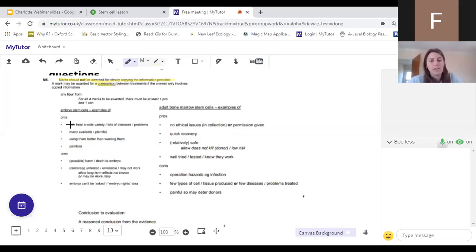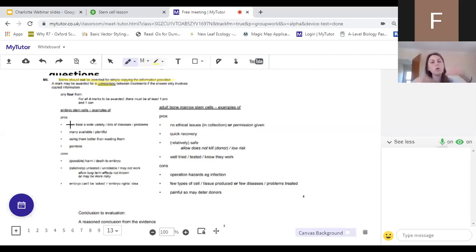Cons are that you've got the hazards of an operation to extract those bone marrow cells. So there's all the risks of that, of infection. There's relatively few types of cell that can be produced. So we said that it's mainly blood cells, but they have moved towards heart disease, they said in that passage. And it's painful, so it may deter some donors.